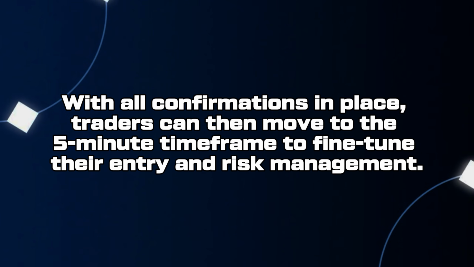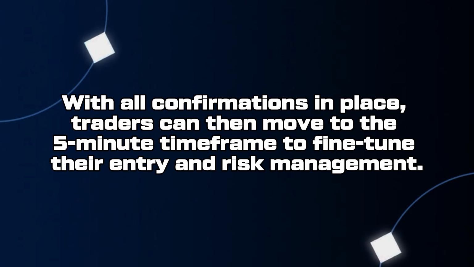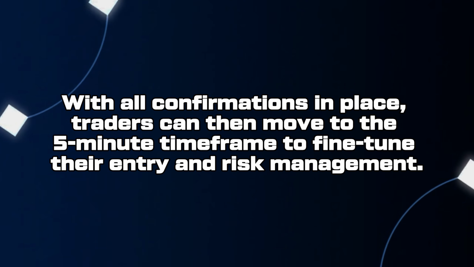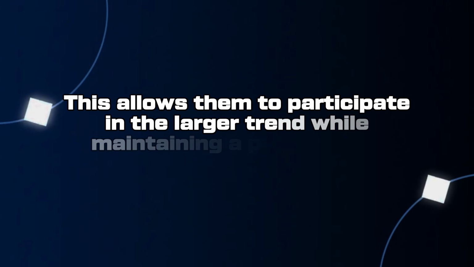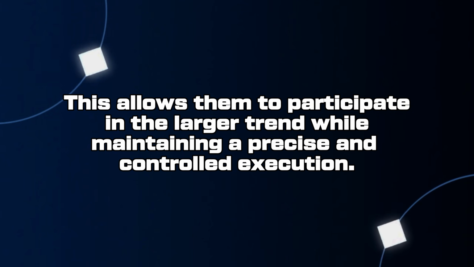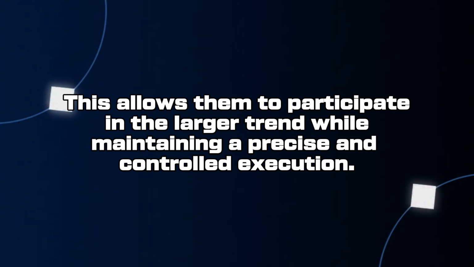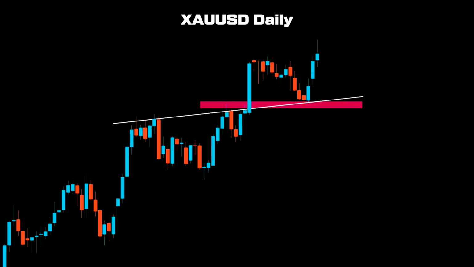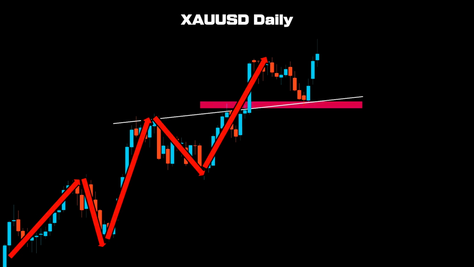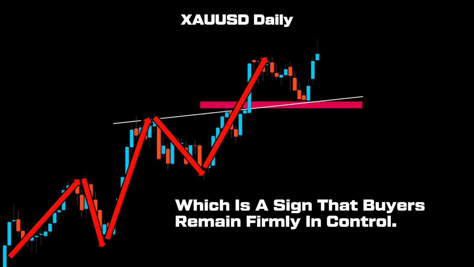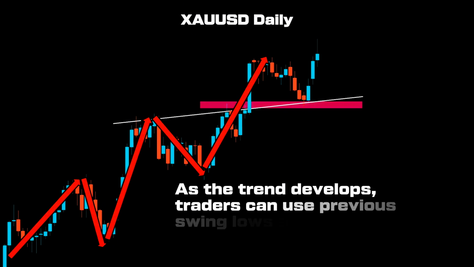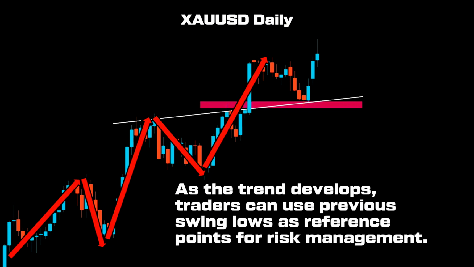With all confirmations in place, traders can then move to the 5-minute time frame to fine-tune their entry and risk management. This allows them to participate in the larger trend while maintaining a precise and controlled execution. Notice how XAUUSD continues creating higher highs and higher lows after the entry. Every successful pullback is followed by another impulsive move to the upside, which is a sign that buyers remain firmly in control. As the trend develops, traders can use previous swing lows as reference points for risk management.